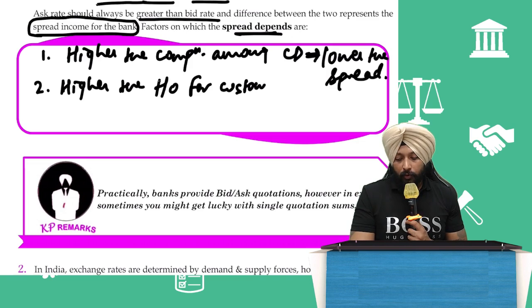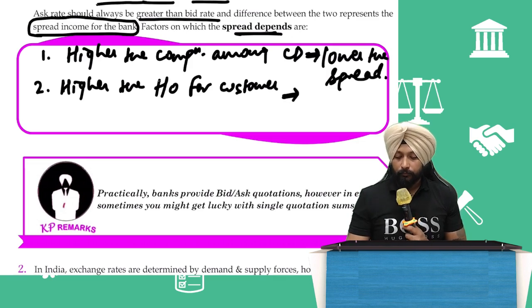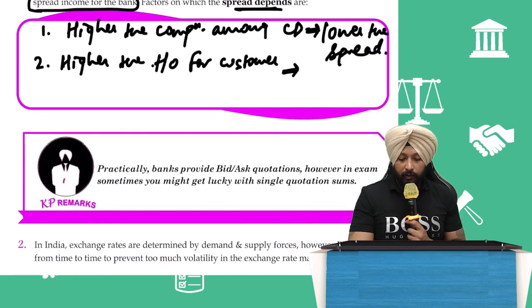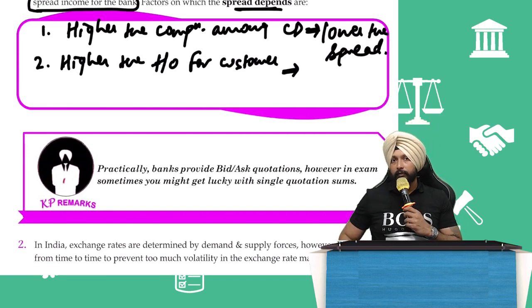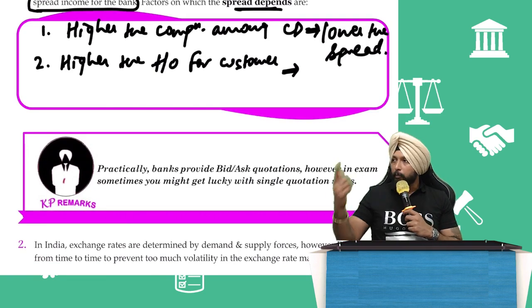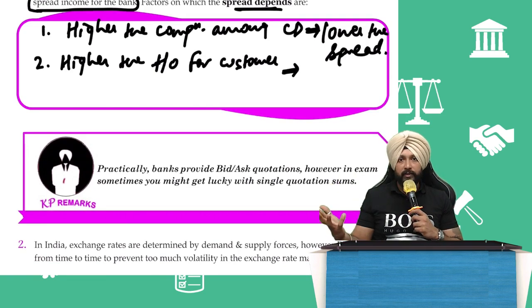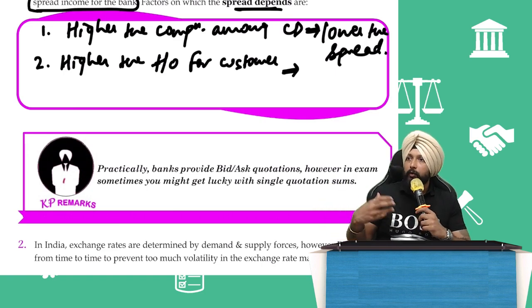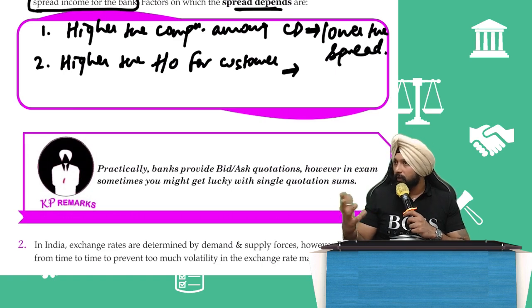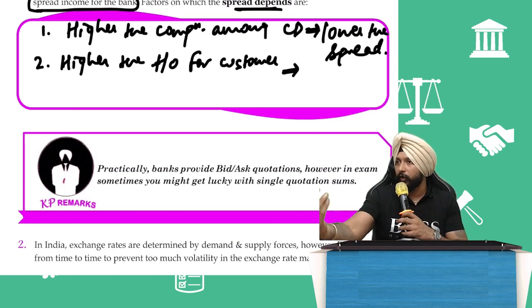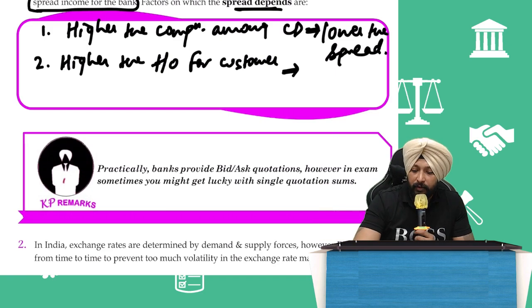Higher the turnover for the customer. What will happen? If the turnover for the customer is high, he becomes an important customer for you because he is doing more business with you. Would you give me a discount if I come and buy one phone from your shop, or if I buy 100 phones from your shop? The more business I do with you, the more discounts you will offer me. Okay, so lower the spread. Higher the turnover for the customer, lower the spread.